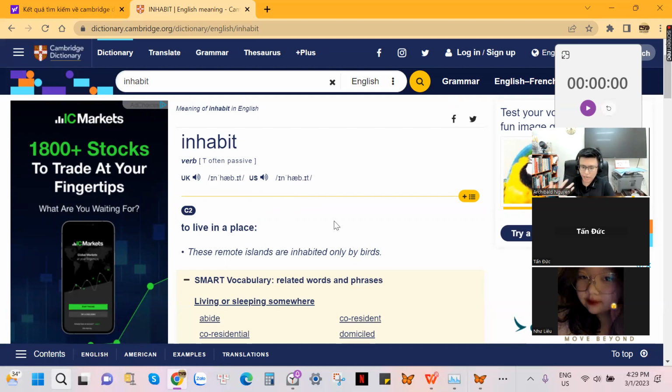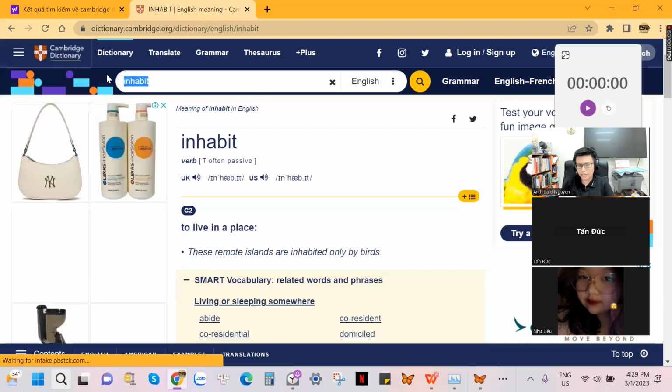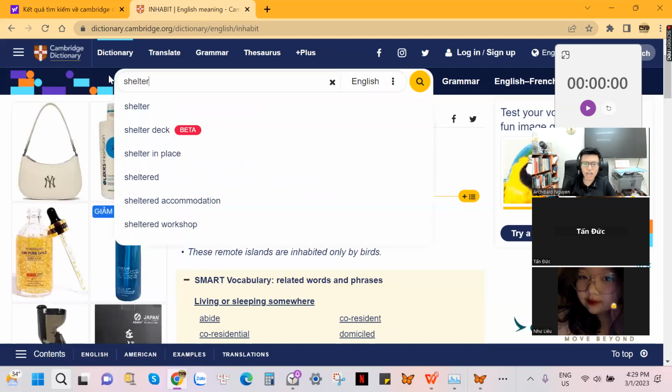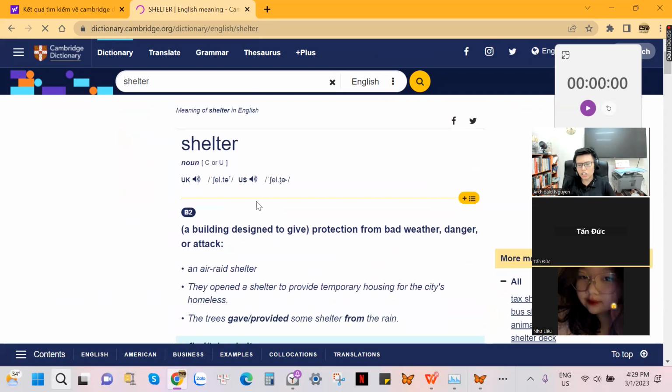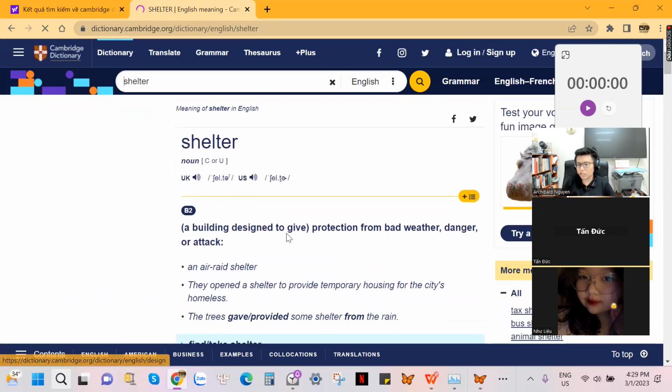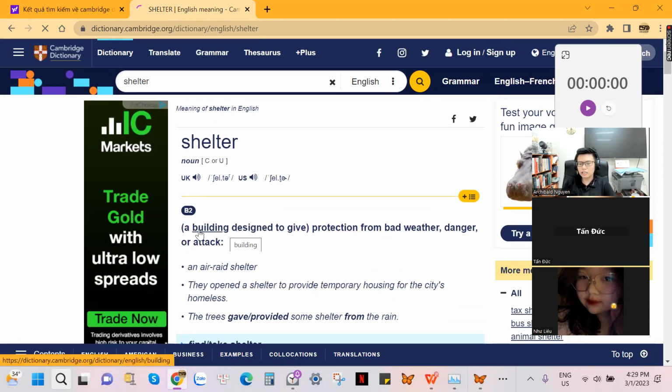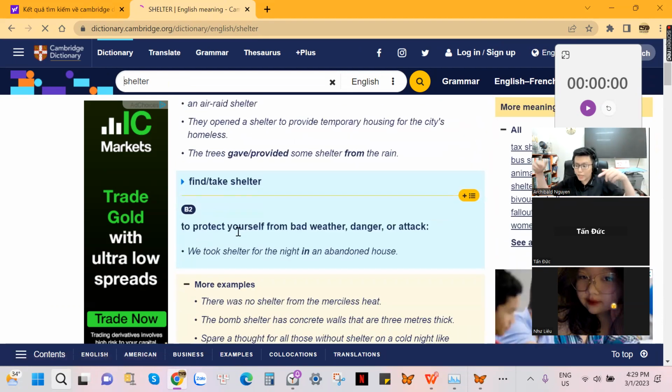So this is how we use the word inhabit. Mostly the word inhabit is about the place. It's about where you live, where people keep you, where people shelter you. And here I have used the word shelter. Shelter first: it is a building designed to give protection. It means a kind of building where you can live, a house for you to live in. Like, I built this shelter for me to live, to work, and to have a good life to develop.